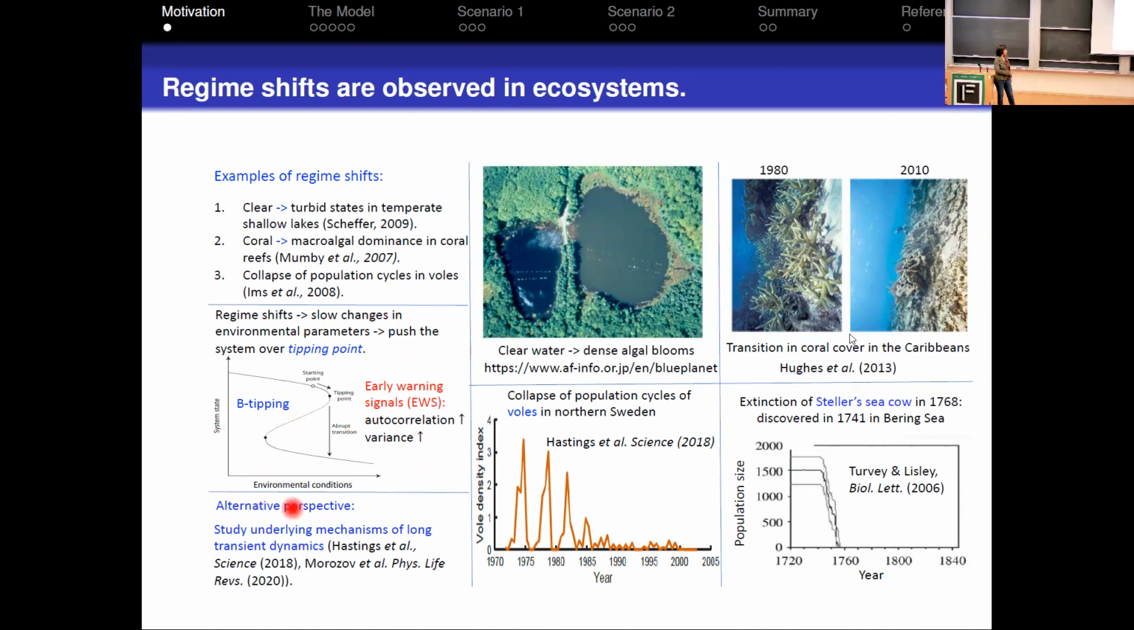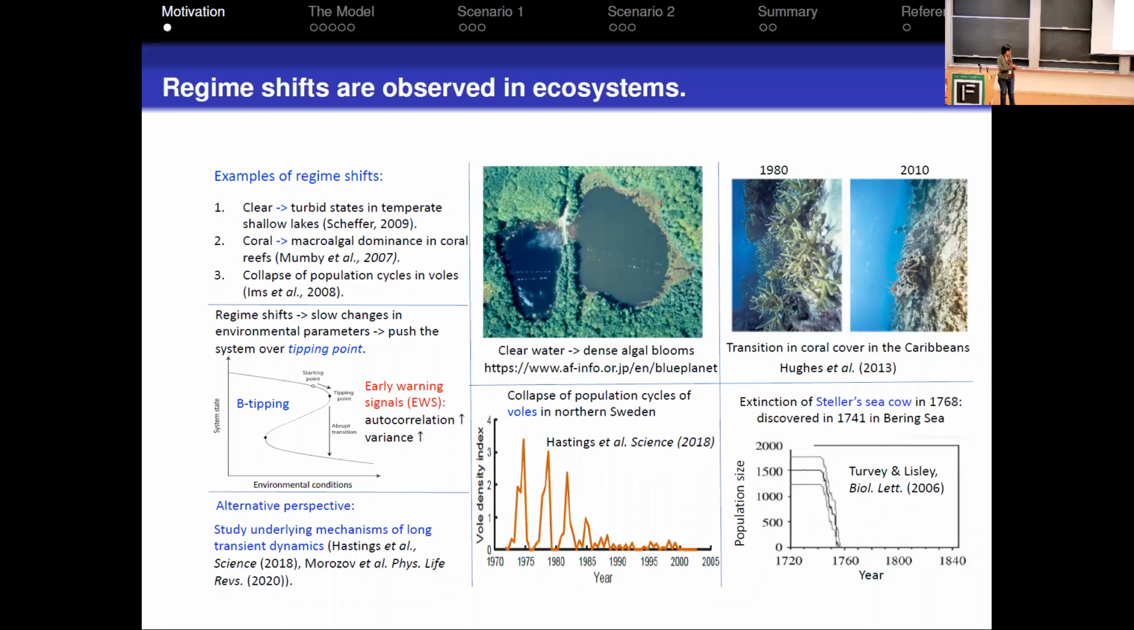Okay, but we could also view regime shifts through the lens of transient dynamics. More precisely, we can view that an ecosystem is in a transient state that can persist for a very long period of time, for several generations, and then it shifts to the other state. So one can understand regime shifts by looking at the mechanisms underlying the transient dynamics. This approach has been suggested by Alan Hastings, Andrew Morozov, and many other leading experts in this field. And this is the approach we'll be taking in today's talk.